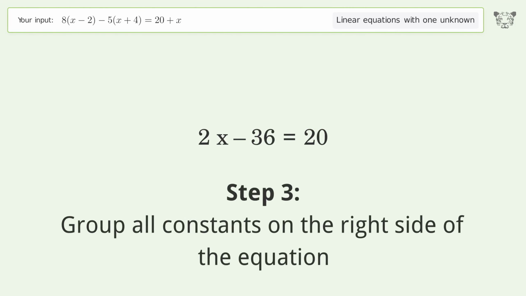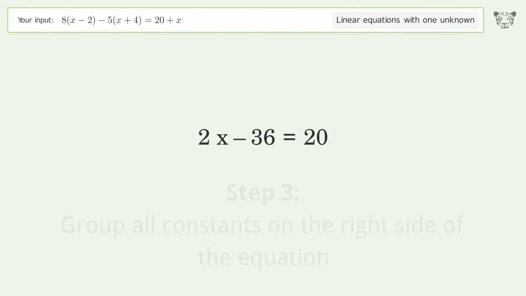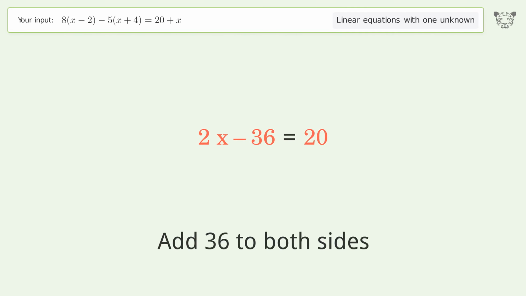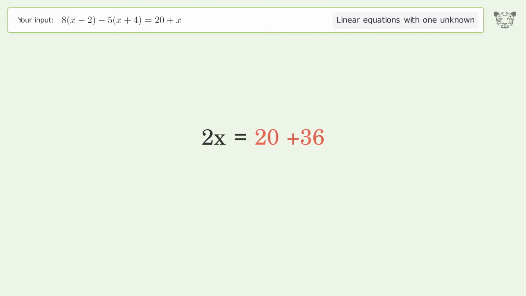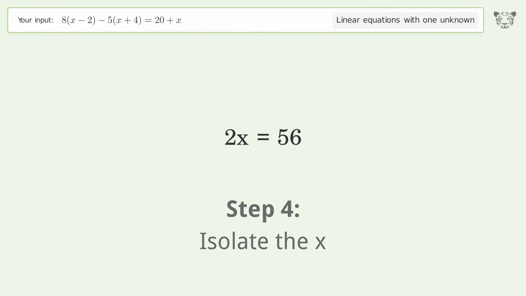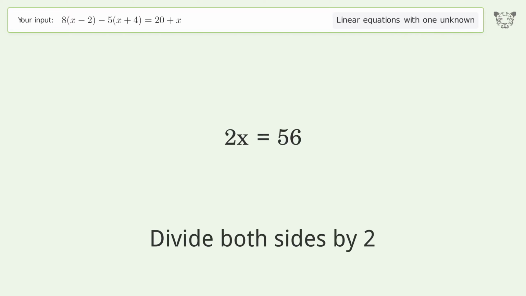Group all constants on the right side of the equation. Add 36 to both sides. Simplify the arithmetic. Isolate the x. Divide both sides by 2.